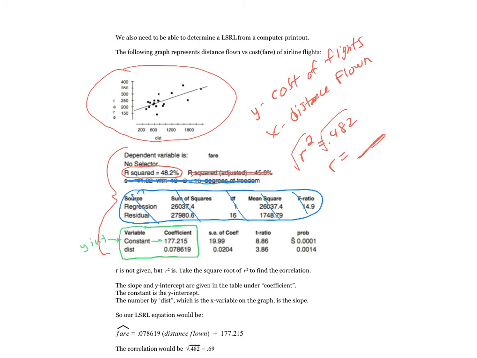So from that part of the table where it says coefficient, that is the y-intercept. And you'll notice below that is the x variable, distance. I know it's the x variable because up here on the x-axis it says distance. That is where you're going to find the slope. Okay, and the numbers you want are the numbers under the word coefficient.